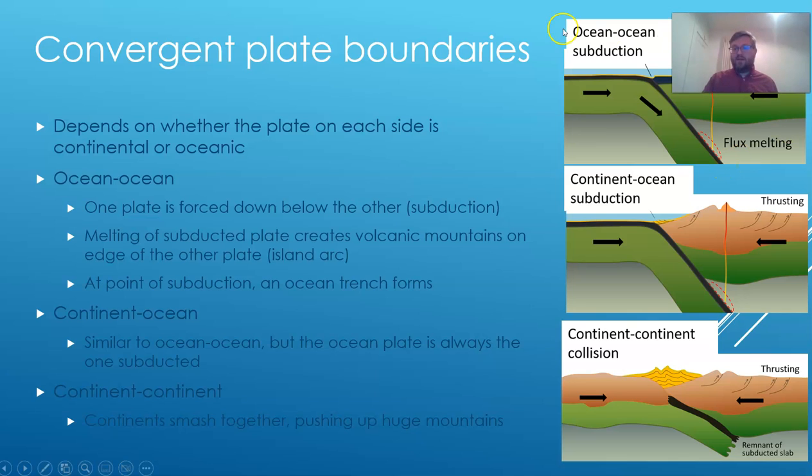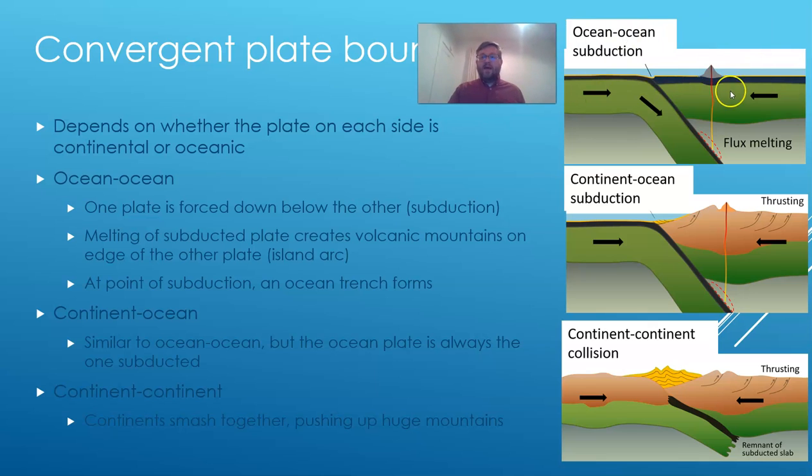So the first one, I should move my face out of the way here so that you can see the diagram. The first one is if we have ocean to ocean convergence. So we've got two plates coming together and you've got oceanic crust on either side. So that oceanic crust, remember, is thinner and denser. And so what will happen is one plate will get pushed down underneath the other.